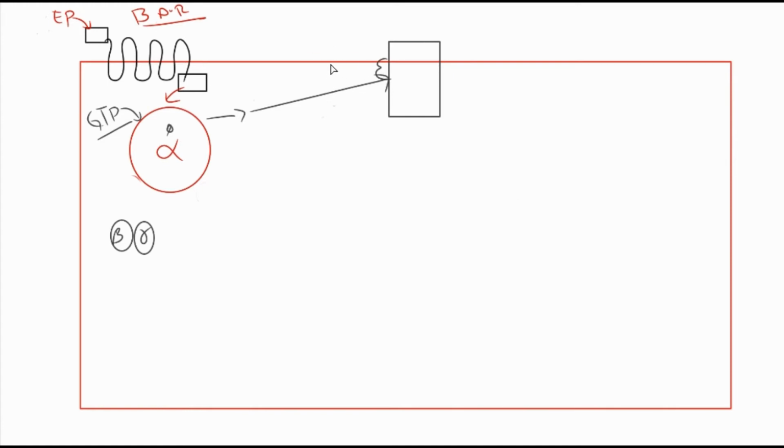Here is our alpha subunit, and here is our GTP attached. Now, whenever the alpha subunit along with its attached GTP is attached with this enzyme, this enzyme results in some conformational changes into the intracellular environment. The name of this specific enzyme is adenyl cyclase.